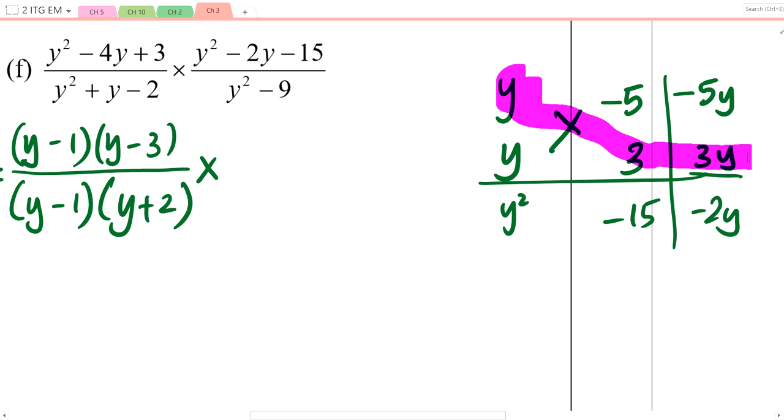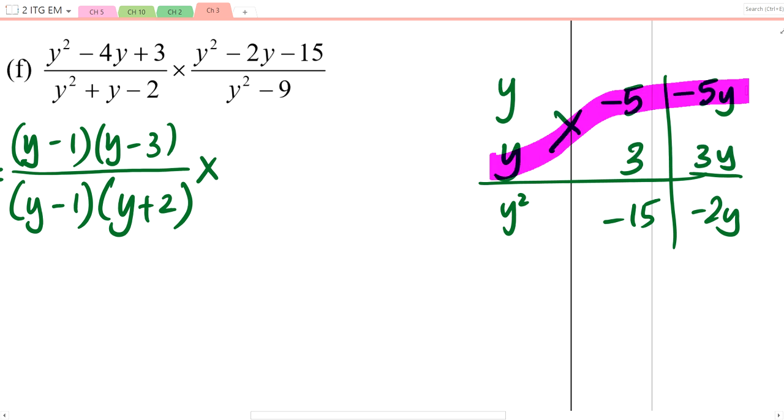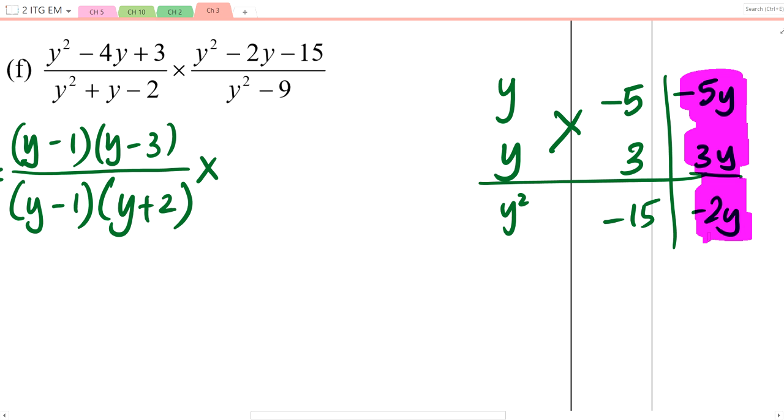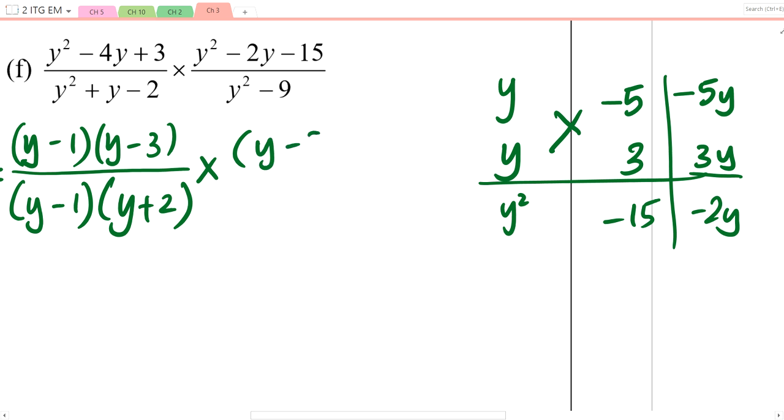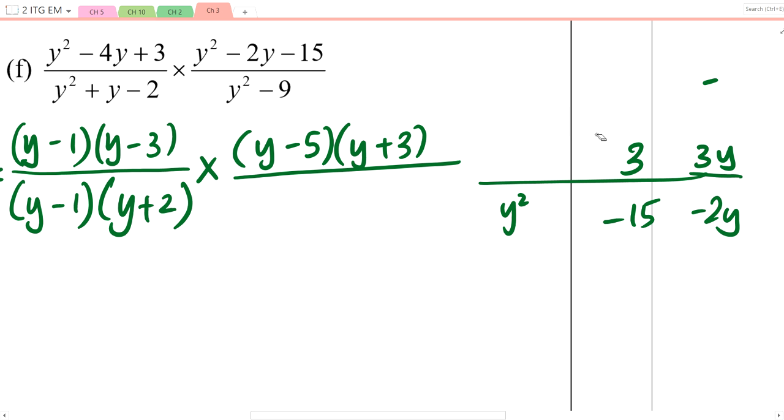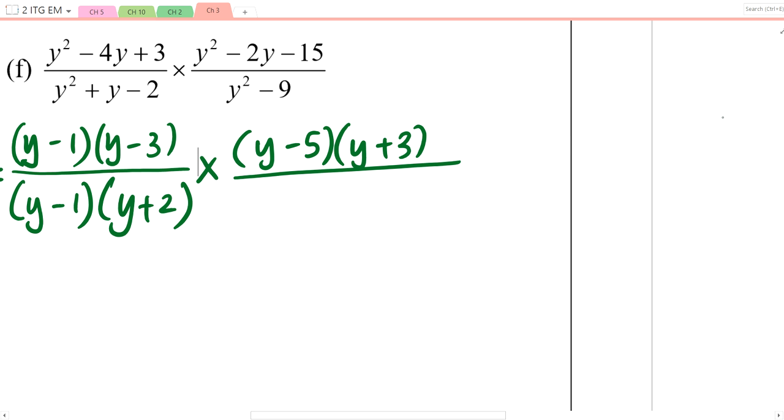Y times 3 gives me 3y. Y times negative 5 gives me negative 5y. All correct. And finally, negative 5y plus 3y gives me negative 2y. So it's all correct. So fill in the blanks over here. We've got y minus 5, y plus 3 divided by, okay, finally, we've come to the last denominator.